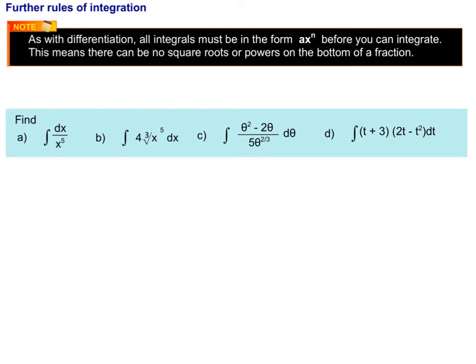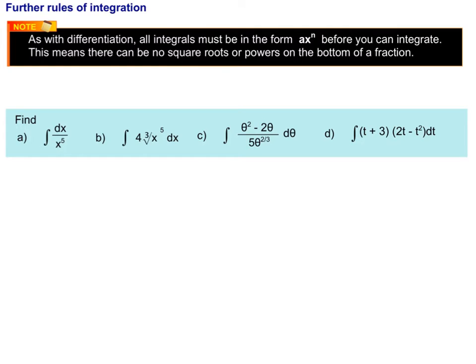C and D are a little bit more complicated, but at their heart it's the same problem. I need to take these functions, and before I can integrate them, I need to break them down into ax to the power of n, but in this case I'm not working with x, I'm working with theta and with t, but I am integrating with respect to those variables. So the letter itself doesn't matter, because we're saying what we're integrating with respect to there.